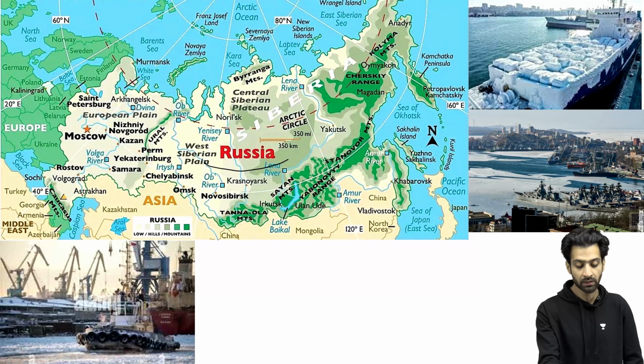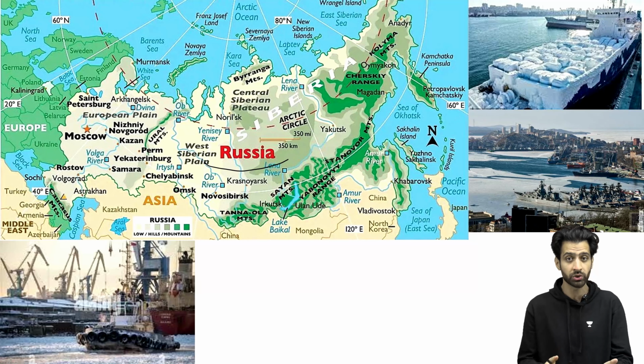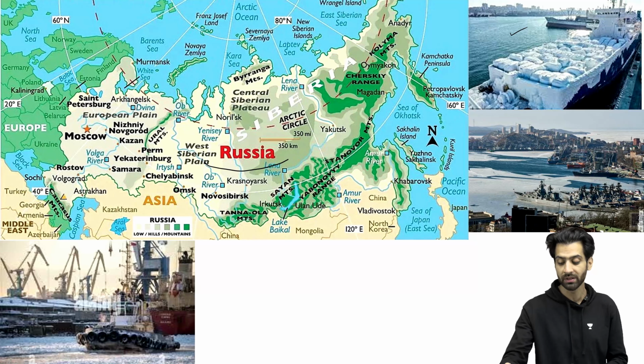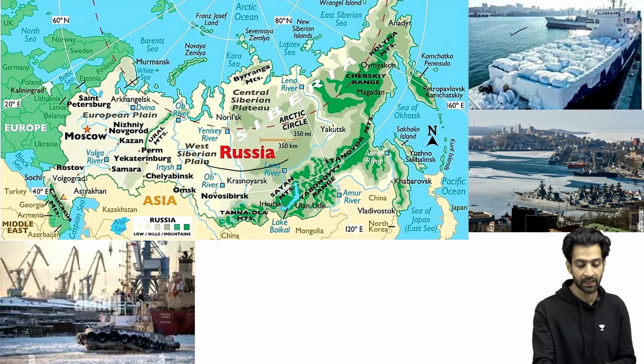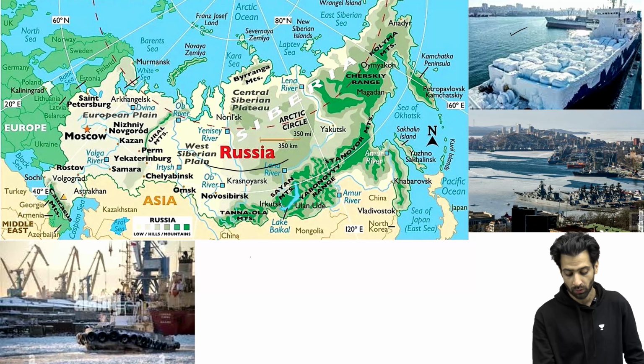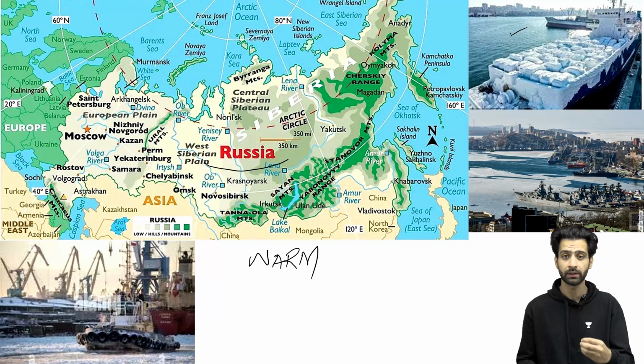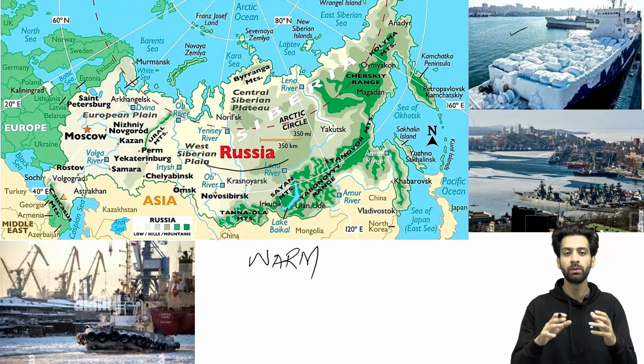Why? If you look at the north of Russia, you can see there's the Arctic Ocean. So it has access to the ocean. Then why do we say that it has limited access? Because if you look at the images, the ports that lie along this ocean are frozen for the majority of the year. So Russia has limited access to warm waters. So they cannot facilitate global trade as efficiently as they should.